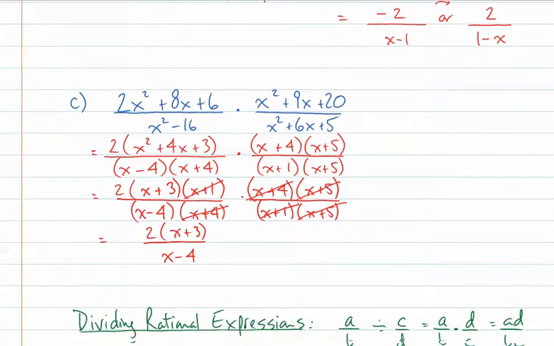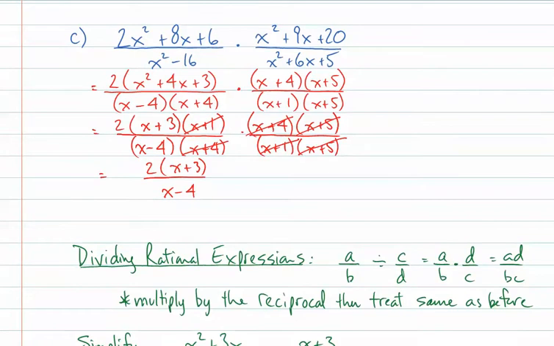Okay, one more thing to talk about, and that is dividing rational expressions. Remember that if you have a over b and you're dividing by c over d, you can rewrite it as a over b times d over c, and therefore AD over BC. What we do is we multiply by the reciprocal, and then we treat them the same as we did before. It's the reciprocal of the second term. The C over D becomes the D over C.